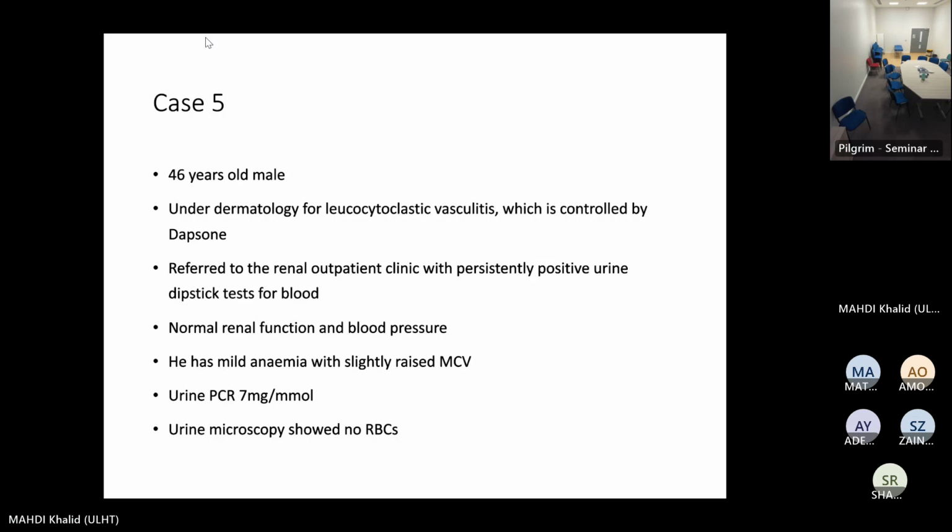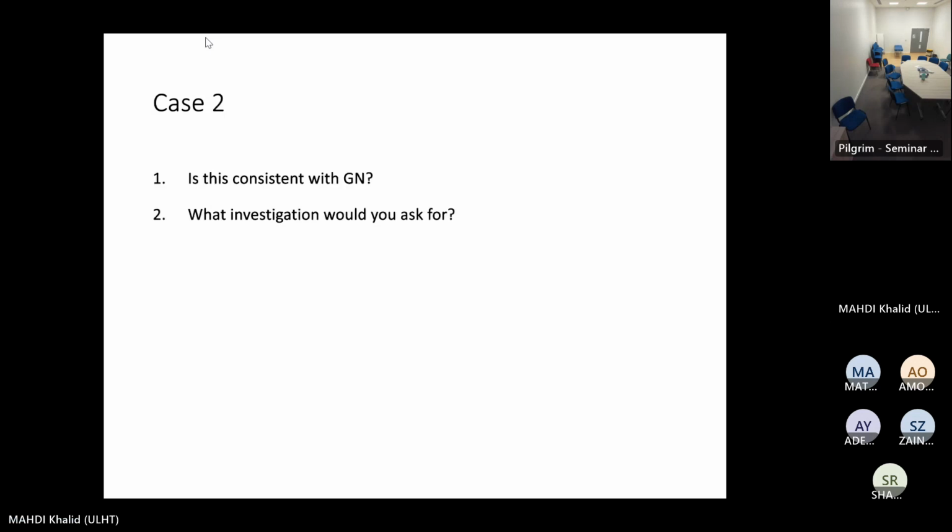He's got mild anemia, a mild normocytic anemia. So is it consistent with GN? It's not consistent. I don't know. Yes and no. I think no is probably right.